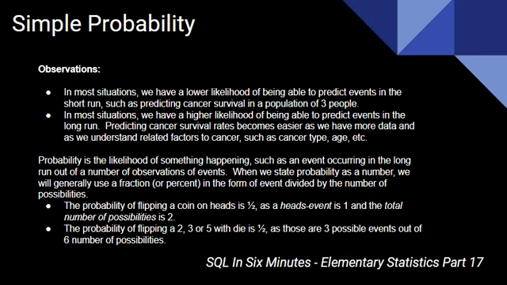And then, of course, the probability of rolling a 2, 3, or 5 with a die is 1 out of 2, as those are 3 possible events out of 6 total possibilities. So we think about a die, there's 6 sides. The probability that we roll either a 2, 3, or 5, that's 3 total events out of 6.